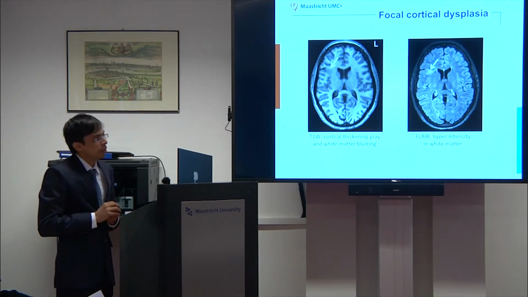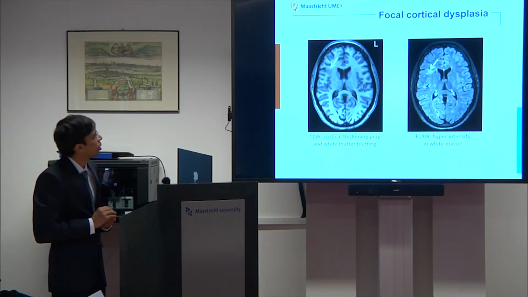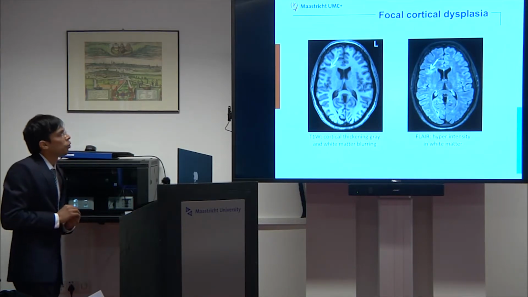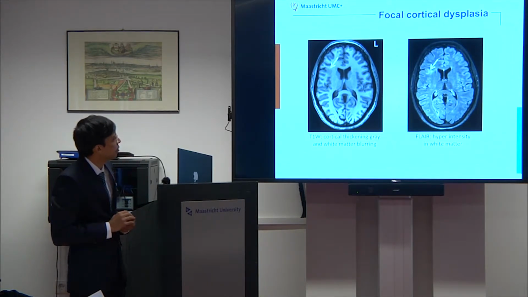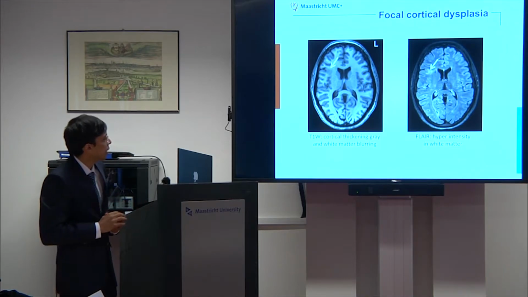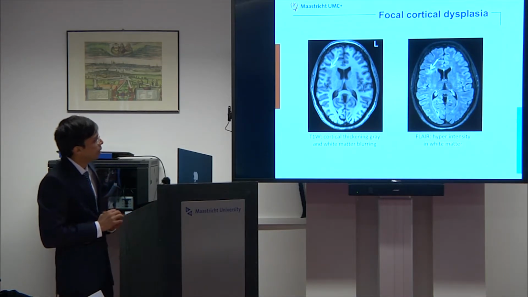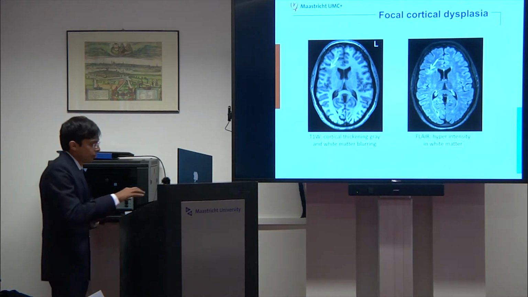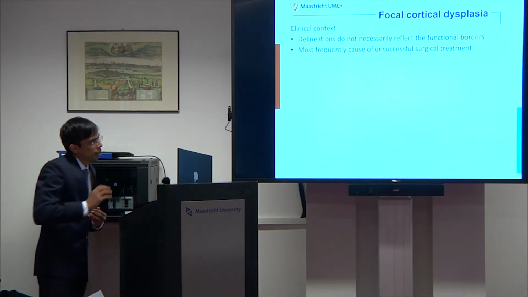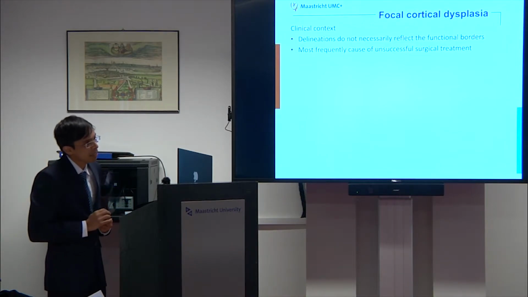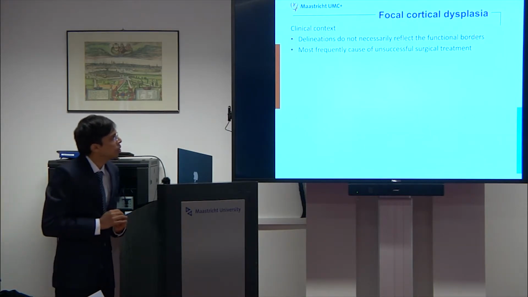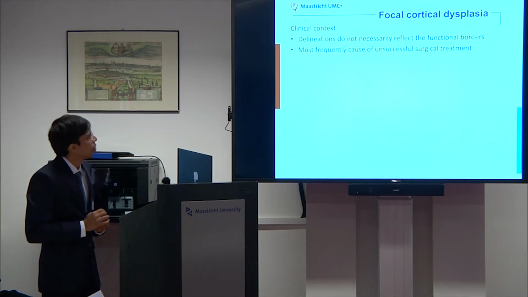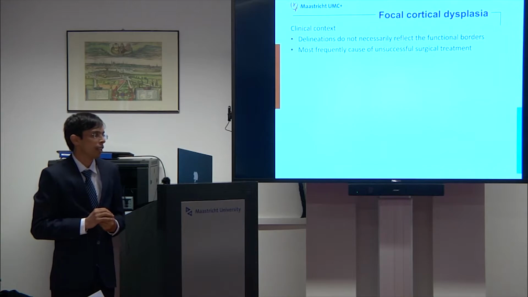We used inhomogeneity measures for one of our other studies, which was related to focal cortical dysplasia. As you can observe here, the focal cortical dysplasia lesion in T1 weighted images shows cortical thickening and white matter blur. And for FLAIR images, it shows a hyperintensity in white matter. Clinically, this study was of high significance because it is known that delineations using MR structural images do not necessarily reflect the functional borders of focal cortical dysplasia lesions. And that leads to unsuccessful surgical treatments.